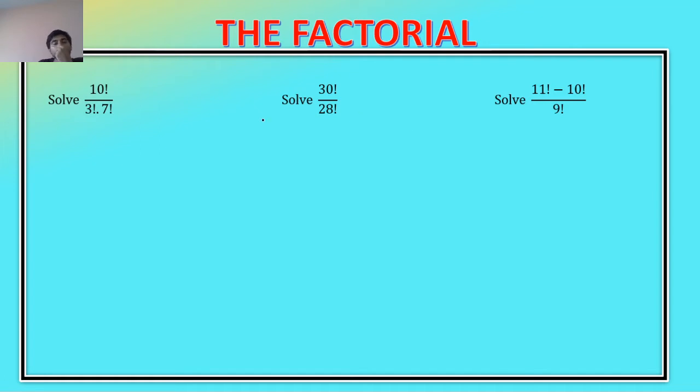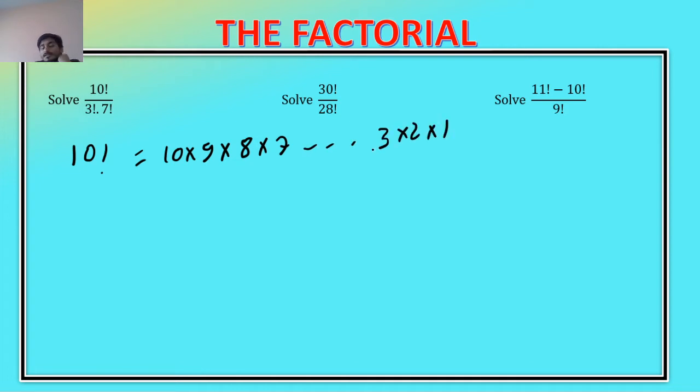Then now let's see how we apply this to problems. If we have something like 10 factorial written, 10 factorial simply means what? 10 into 9 into 8 into 7 and so on, till 3 into 2 into 1, right? So this is very simple.